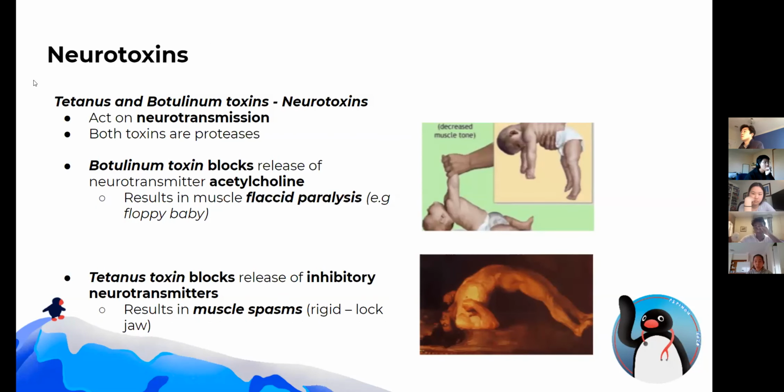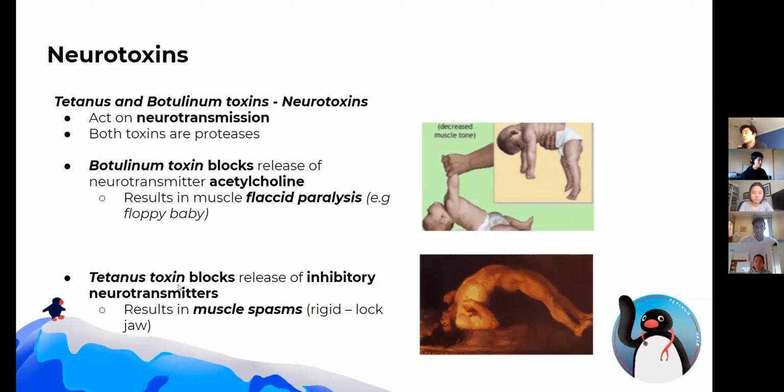In the lecture, you also touch on two main types of neurotoxins, these being the tetanus and the botulinum toxins. Since they are neurotoxins, they interfere with neurotransmission. Botulinum toxin blocks the release of our neurotransmitter acetylcholine, and this essentially results in flaccid paralysis. So you become floppy because your acetylcholine can't work on its receptor anymore.